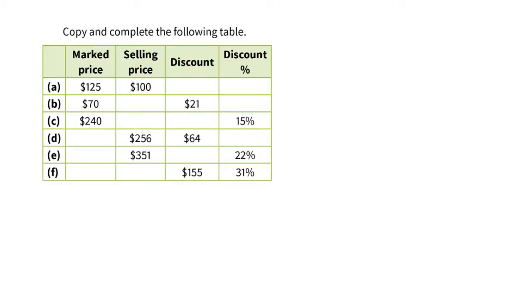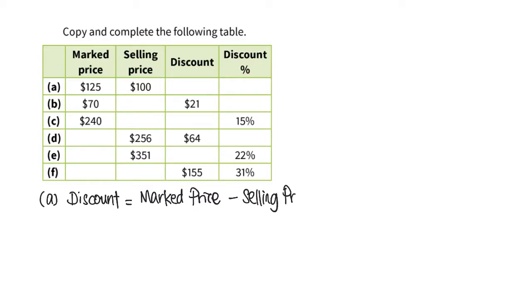Hello everyone, we are given this particular table made out of mark price, selling price, and the discount. It is pretty straightforward for part A. The discount that we are going to find is just the mark price minus the actual selling price. So it's 125 minus 100. That will give me $25. That is the discount.